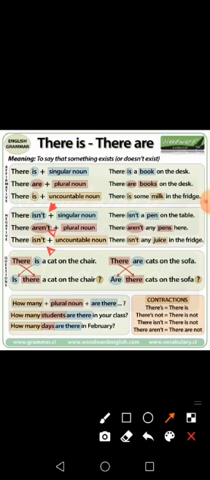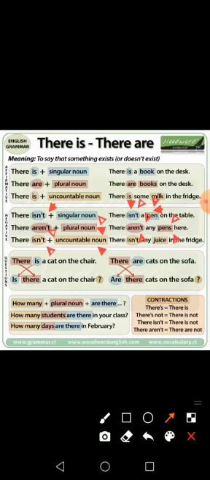There isn't plus a singular noun, there aren't plus a plural noun, and there isn't plus an uncountable noun. There isn't a pen. Pen is a singular noun. There isn't a pen on the table. Look, I use is with a singular noun, and to make it negative I add not. There aren't any pens here. I use are with a plural noun, pens, okay? And add not to make it negative.